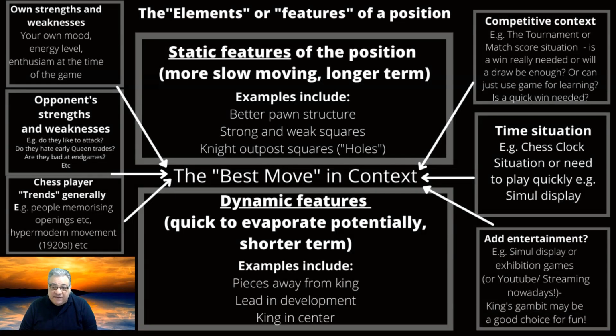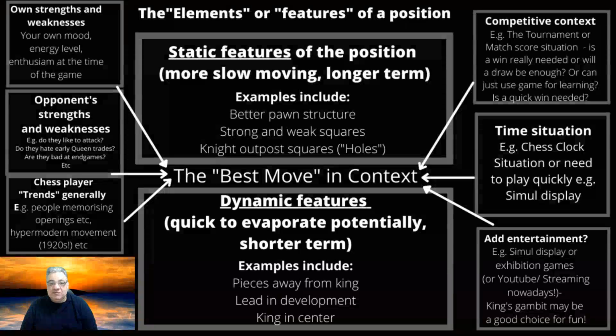The more static features of positions, like better pawn structure, strong and weak squares, we can more gradually, potentially, accumulate, as long as the opponent's counterplay is not too large. We've always got to be aware of the opponent's counterplay and our king safety whilst trying to tackle those longer elements of the position, longer term elements of the position.